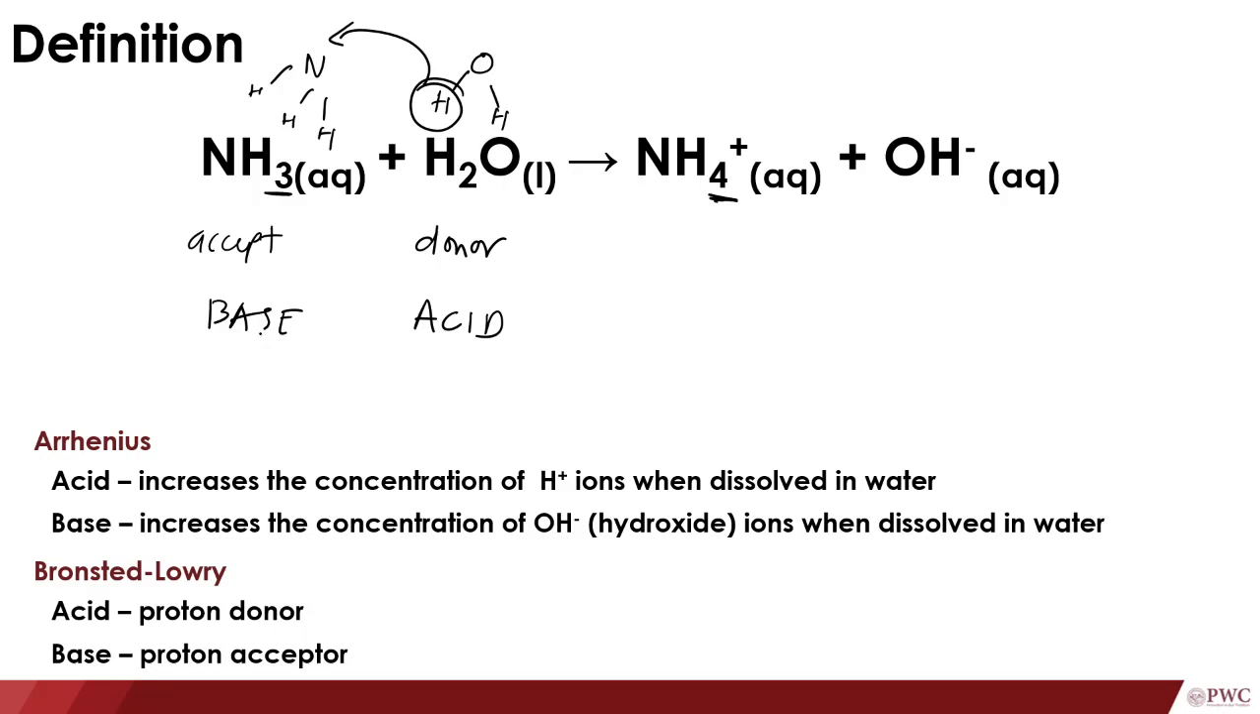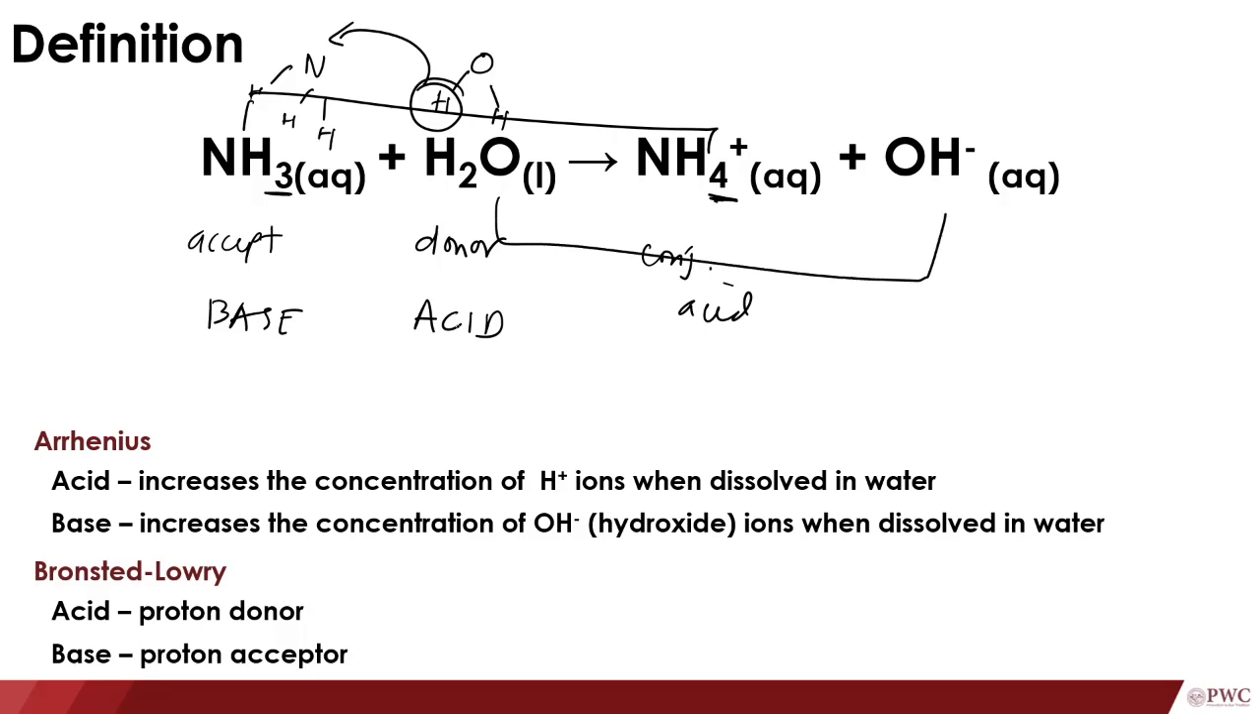And again, we have the concept of conjugate acid and bases. So we have NH3 with NH4. This one is the base, so this must be our conjugate acid. Then here we have H2O becoming OH minus. If this is the acid, then this one is the conjugate base.